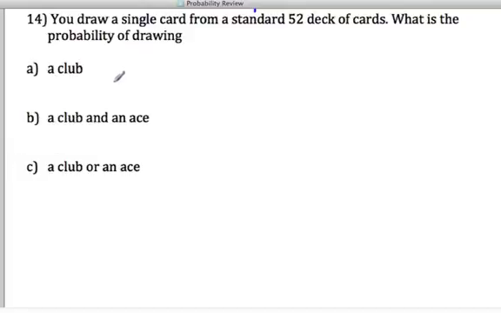So here's a few simple probability examples to continue. The first one is, if you draw a single card from a deck of 52 playing cards, what's the probability of first drawing a club? Well, the probability of a club will just be the number of favorable outcomes, which is going to be 13, because there are 13 cards in the suit, over 52, which reduces to 1/4.